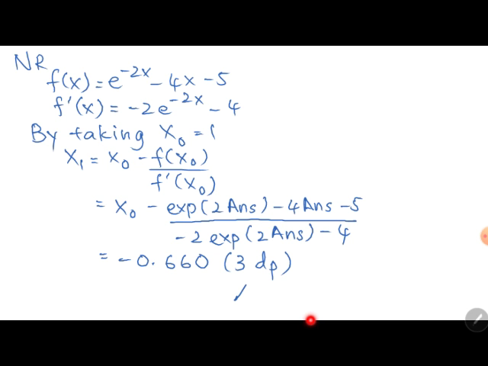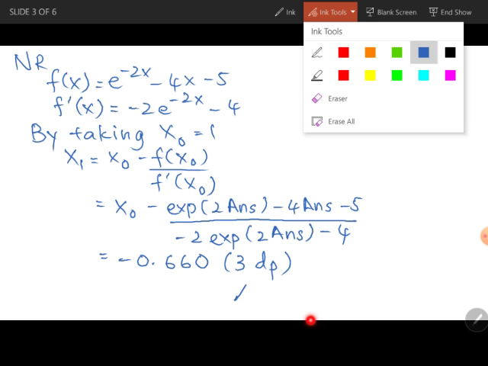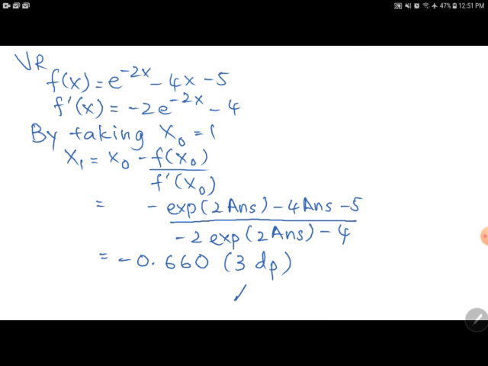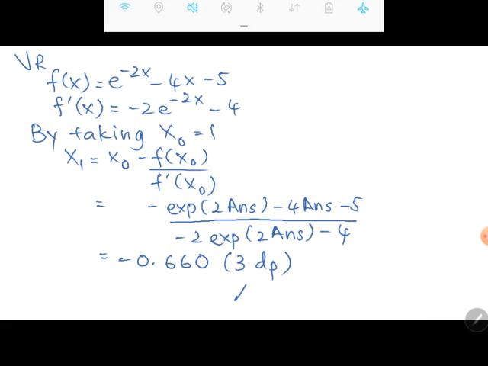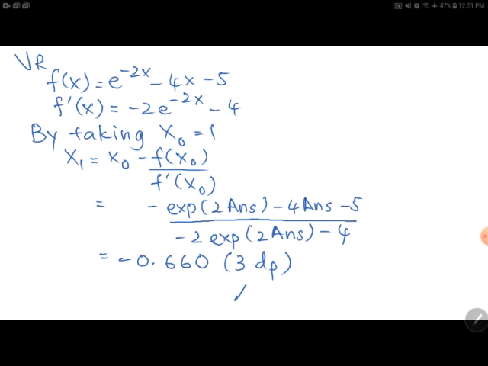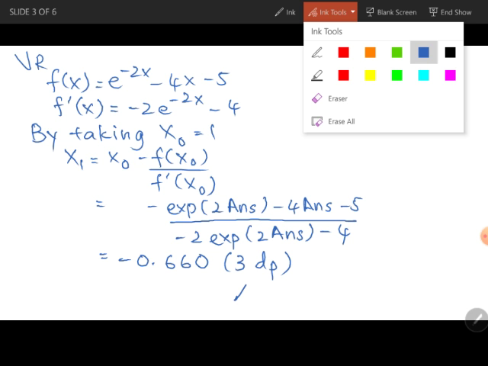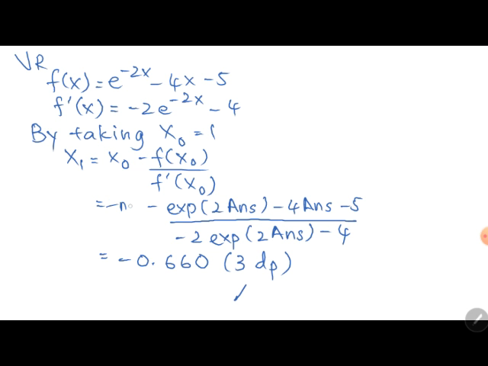Here I want to erase this. Then I'm going to write this as answer, and this is answer, exponential of negative 2 times answer.